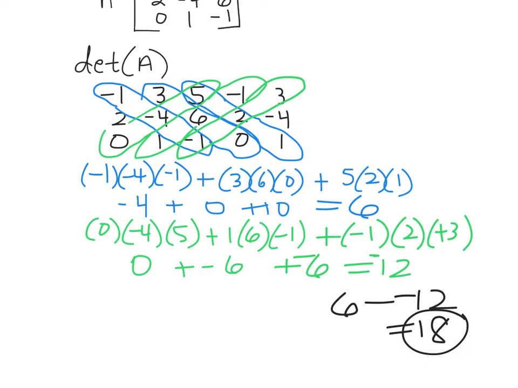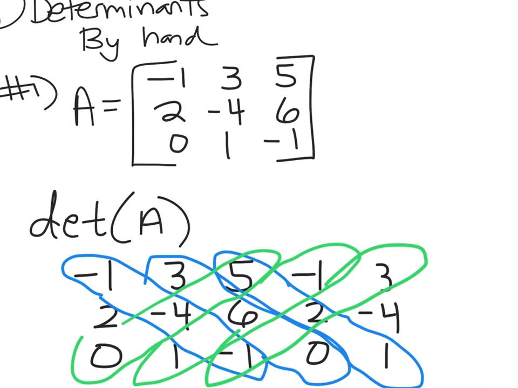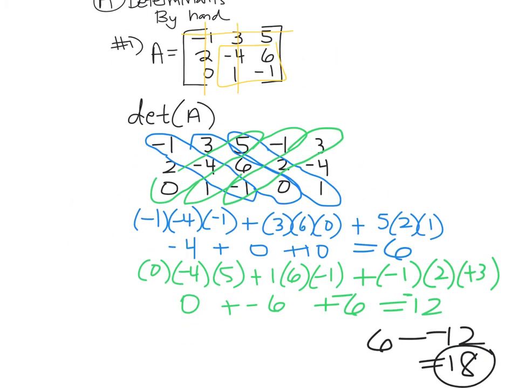The other way is weird. You ignore this and you find the determinant of just that box, and then you do this and you find the determinant of a different box, and it seems more complicated to me. I've never really learned it that way. I've always done it this way: write the other columns and do all of your diagonals minus all of your diagonals.